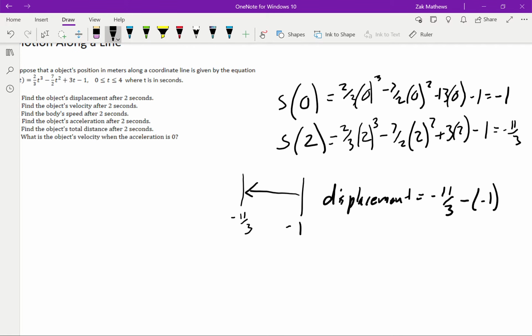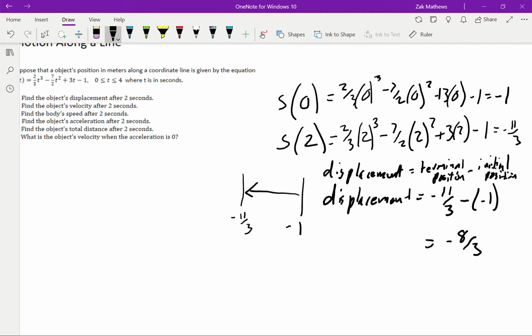So displacement, let me write out an equation for this. Displacement is equal to the terminal position minus the initial position. The order matters. With displacement, the order matters because it takes into consideration direction. We care about whether we are forwards of where we were, or backwards. And in this case, we get a total displacement of -8/3.